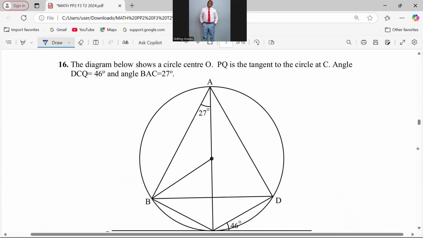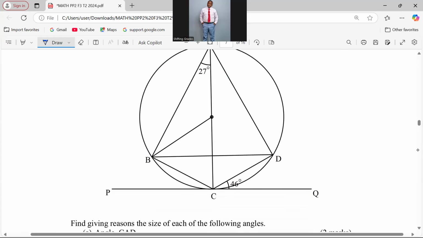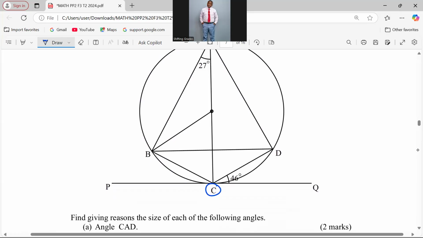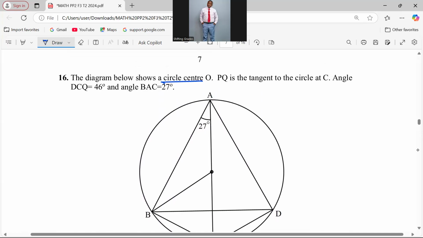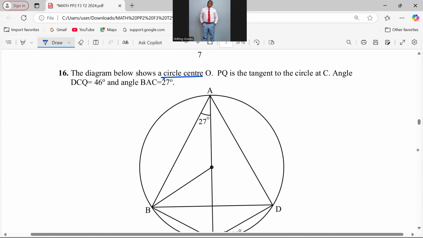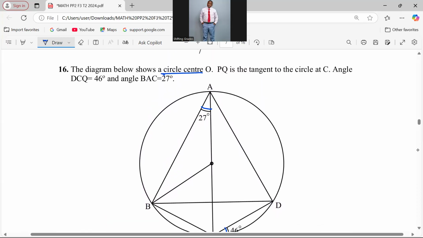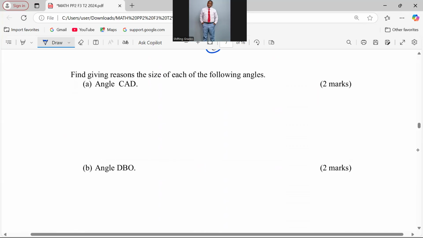And finally, we got a number 16 here, which is on chords and tangents. The diagram below shows a circle center O. PQ is a tangent to the circle at C, just as you can see. Then we are told that the angle DCQ is 46, already indicated here in the diagram. And the other angle, which is given, is angle BSC 27, indicated. So from that now, we are asked to find, giving reasons, the size of the following angles.